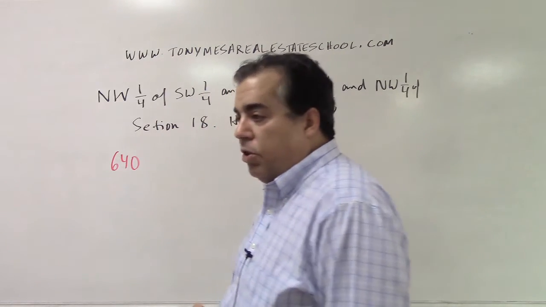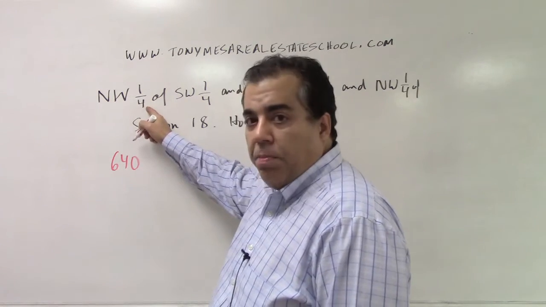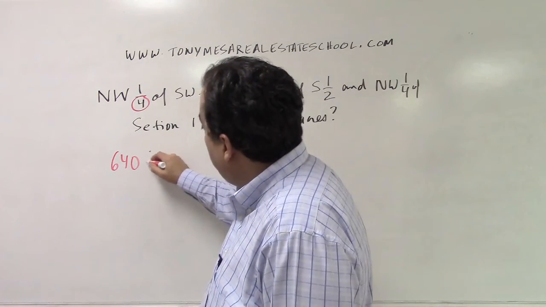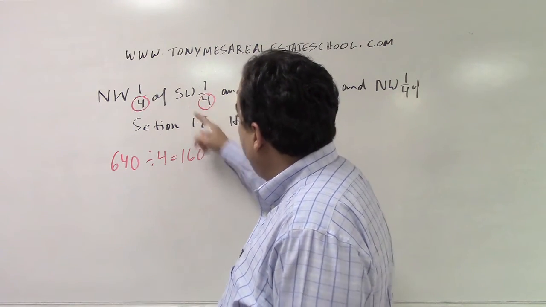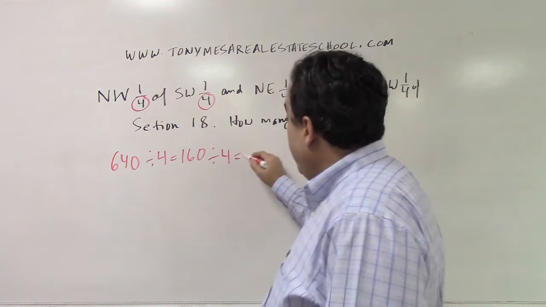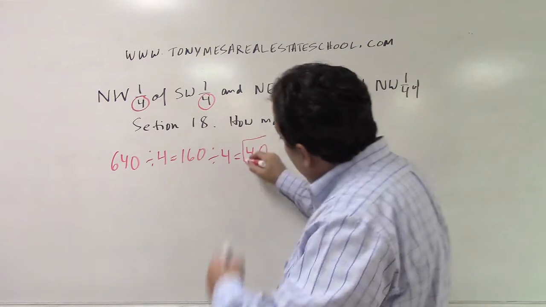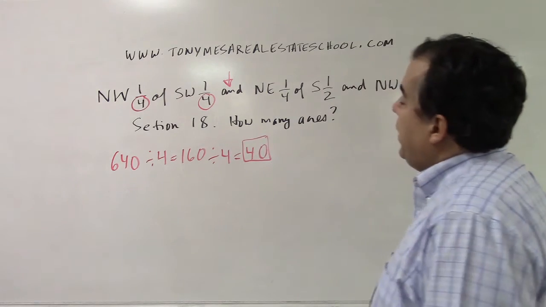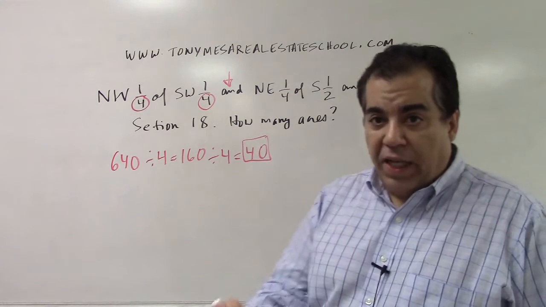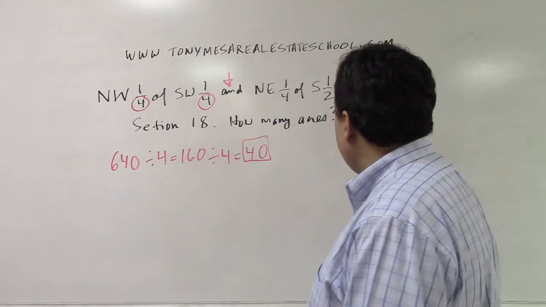So the rule, what you need to remember is each section is 640 acres. So you begin with the number 640, you divide by the number on the bottom of the fraction, 4, divided by 4 is 160, divided by 4 is 40. And then why do we stop there? The magic word and, right? And means a separate piece of land when using the government survey system.